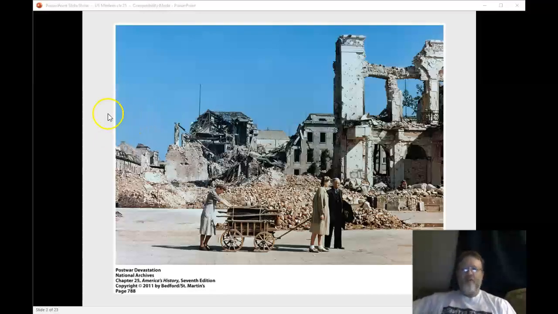You look at this picture and you have to wonder, that's a good discussion question to think about. Who are these people? This is in Germany, by the way. But look, most German cities on the north and the west side of Germany look like this. Half of Germany is just in ruins.